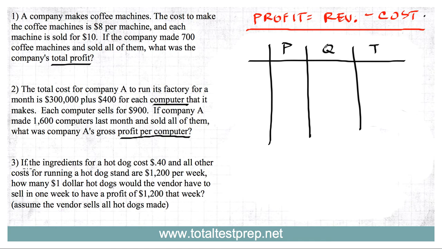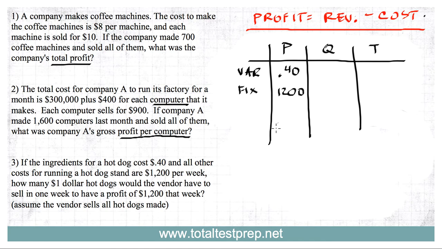So they tell us the variable cost first. This is the cost per unit, how much it costs to make each unit. So the ingredients for one hot dog cost 40 cents. So the variable costs are 40 cents. We don't know how many hot dogs we're going to make. In fact, that's the variable, but we'll get that in a second. And all other costs for running a hot dog stand are $1,200 per week. So the fixed costs are $1,200.